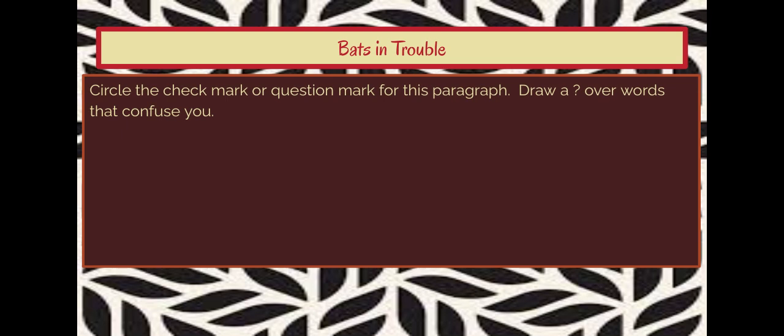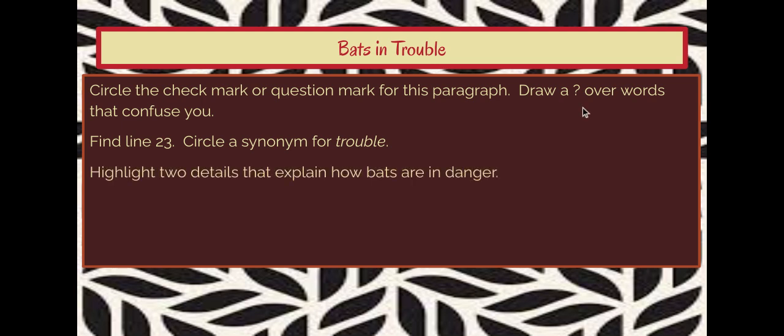Now let's read Bats in Trouble. Remember to look up when you have finished reading this section. Circle the check mark or question mark for this paragraph. Draw a question mark over words that confuse you. Find line 23. Circle a synonym for trouble. Highlight 2 details that explain how bats are in danger.